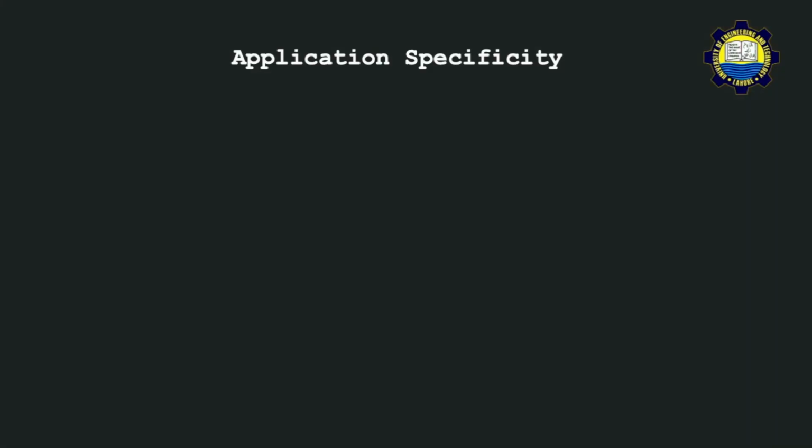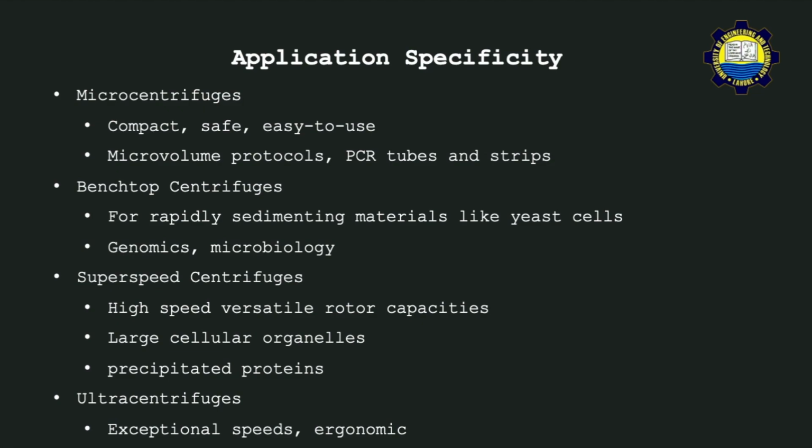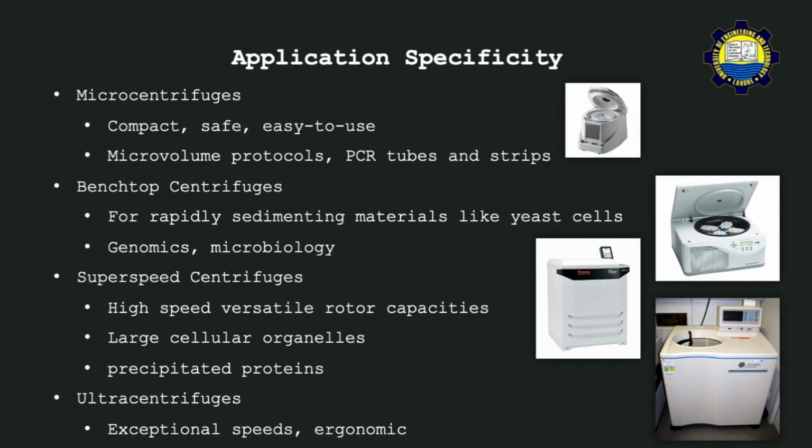And now let's look at some of the different kinds of centrifuges. We have microcentrifuges, which are compact, safe, easy to use, and for smaller volumes, like PCR tubes and strips. Then we have benchtop centrifuges, for rapidly sedimenting materials like yeast cells, which very quickly form sediments and settle at the bottom of the vessel.